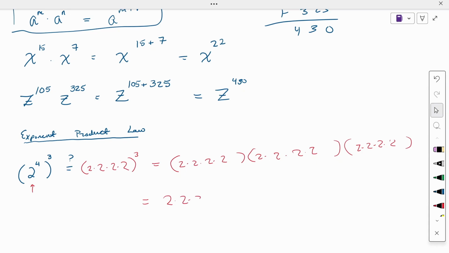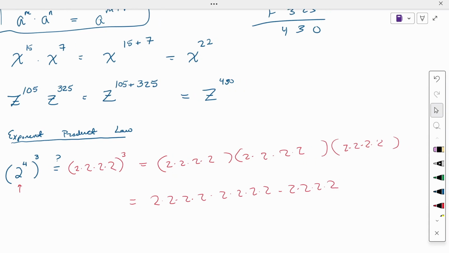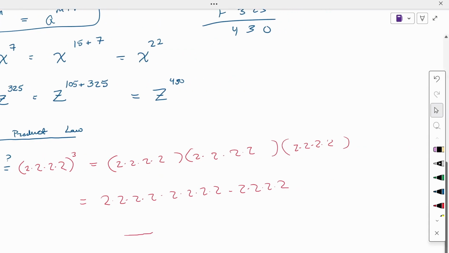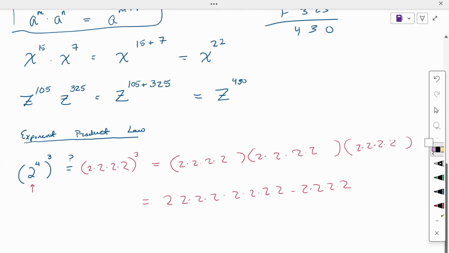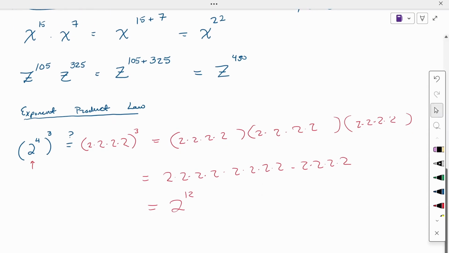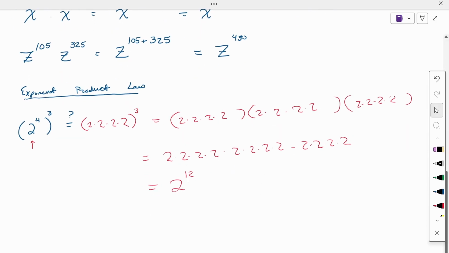So now we've got 2 times 2 times 2 times 2 times 2 times 2 times 2 times 2 times 2 times 2 times 2 times 2. And that means you've got 1, 2, 3, 4, 5, 6, 7, 8, 9, 10, 11, 12 2's that are multiplied by one another.